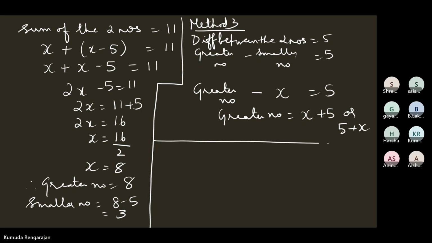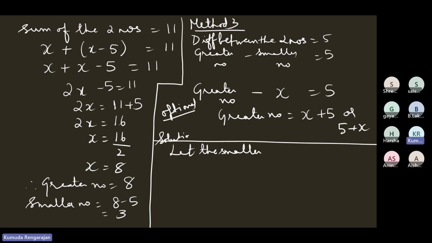So now let the smaller number be x. Here we said let the greater number be x, and here it is let the smaller number. Again, this is optional, children. You can just do this in the rough column and then start your answer here. So now that you know how to assume, let the smaller number be x. Therefore, the greater number is equal to x plus 5 or 5 plus x. Now, so we've used this for assumption.